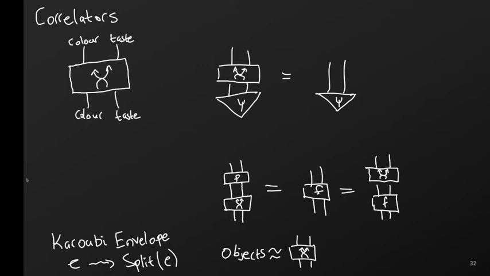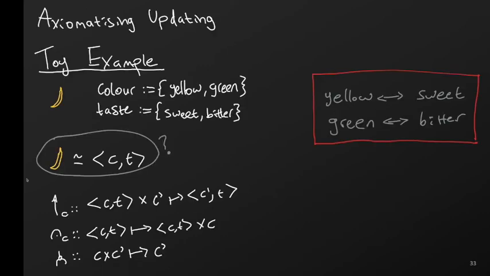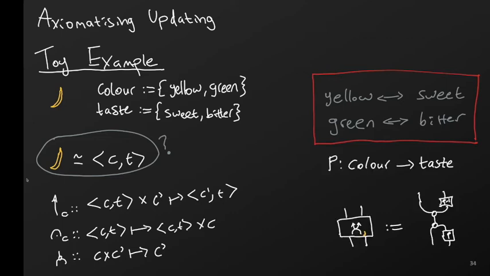Okay, so returning to our toy example, we had this bijection between the colors and tastes of bananas. And of course, this induces the obvious map from the set of colors to the set of tastes. And with this, one can construct a correlator, and it's precisely the one that picks out the yellow sweet things and green bitter things.